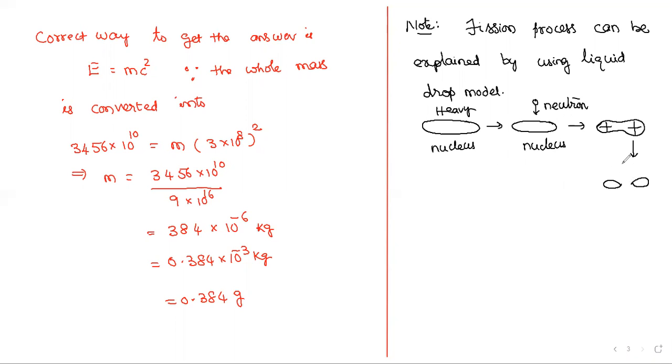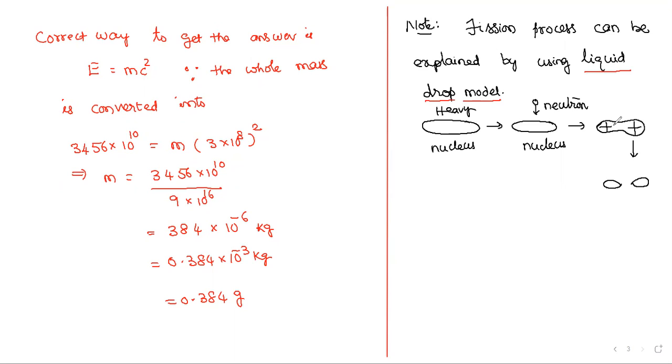Okay, just one small explanation by using the liquid drop, releasing three or two or one neutron. Okay, this is the process now. So here the question for the BITSAT exam, what I am saying: the fission process can be explained by which type of model? Liquid drop model.